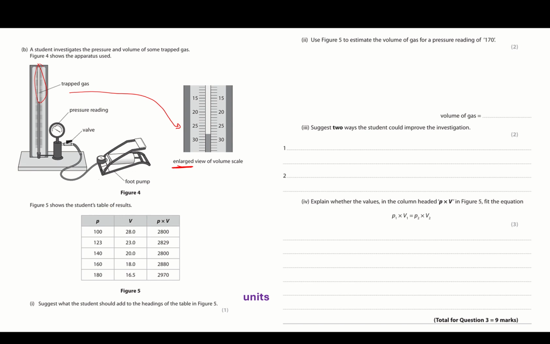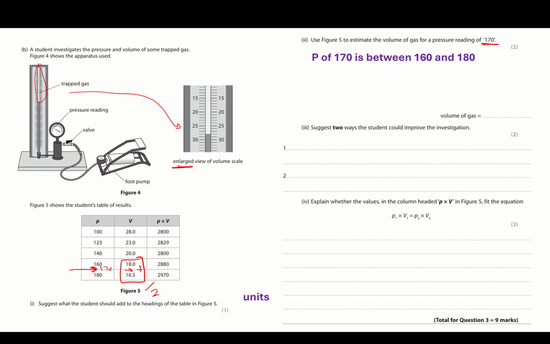The next one is use figure 5 to estimate the volume of a gas for a pressure reading of 170. Well, 170 would be between these two here. So if we're after the volume, the best thing to do is to add those two together and divide by 2. And that will give us roughly what that value is. So we know that 170 is in between those two numbers, so the number that we want for volume must be in between those two. So that just says the pressure of 170 is between 160 and 180.